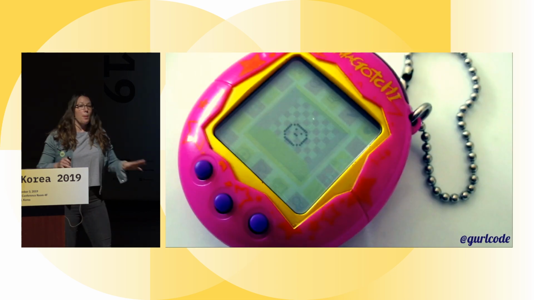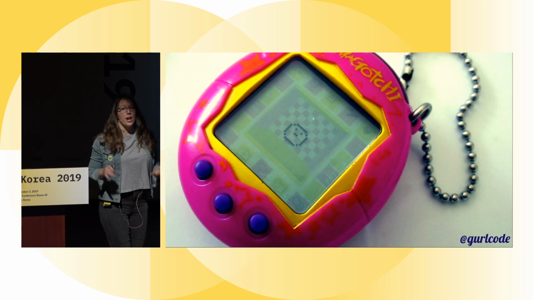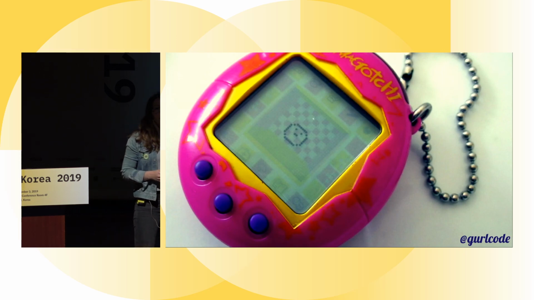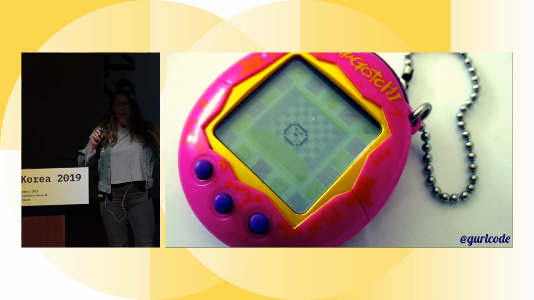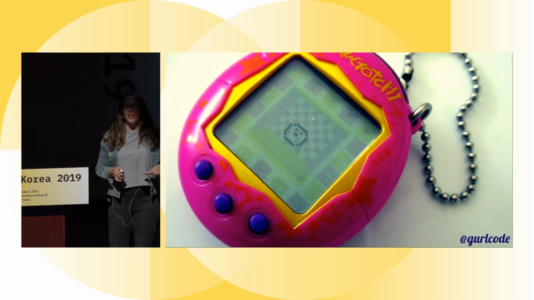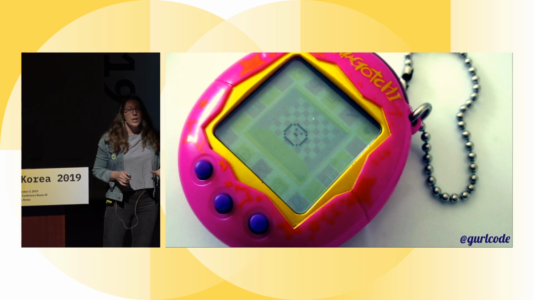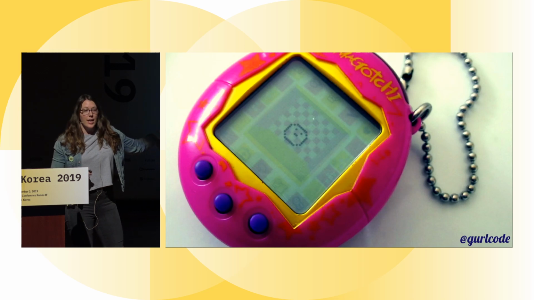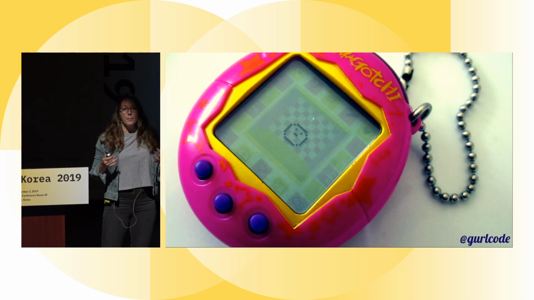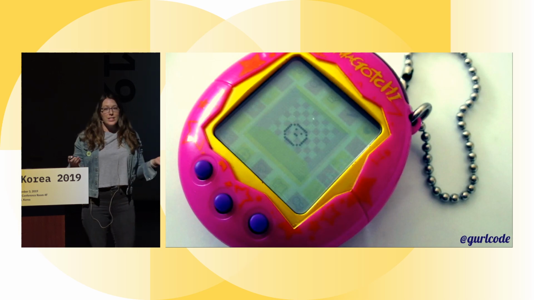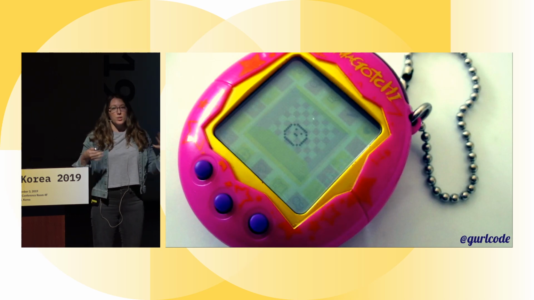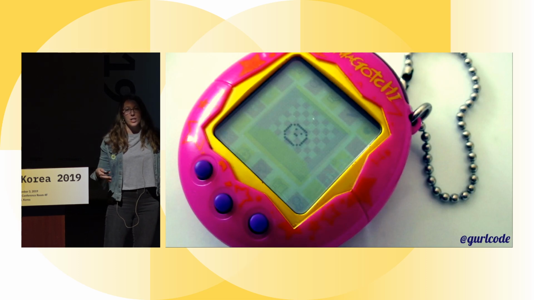OK. How many of you had a Tamagotchi? OK, a good number of you. So if you aren't familiar with what a Tamagotchi is, it was a really popular digital pet in the 1990s. It was a handheld device like this. And the game was that a Tamagotchi would appear on the screen in a shell, it would break out of its egg, and then you were responsible for raising the Tamagotchi to adulthood.